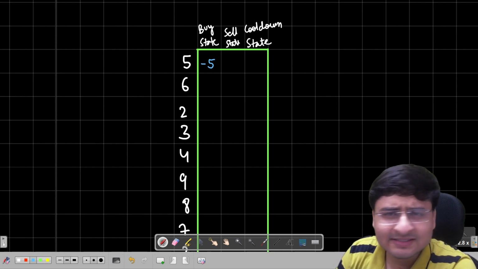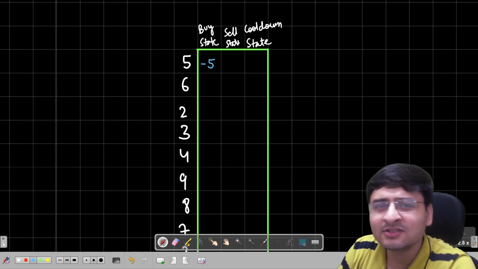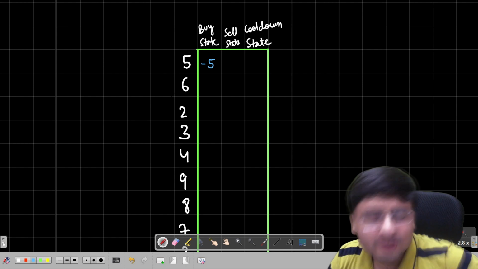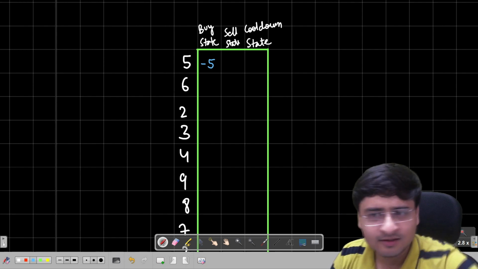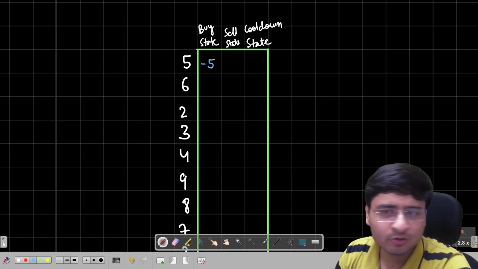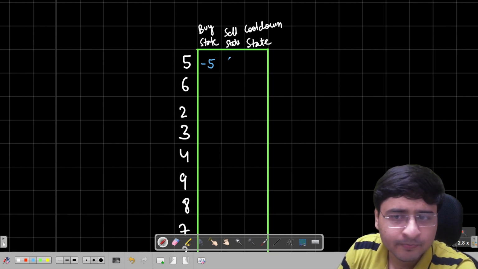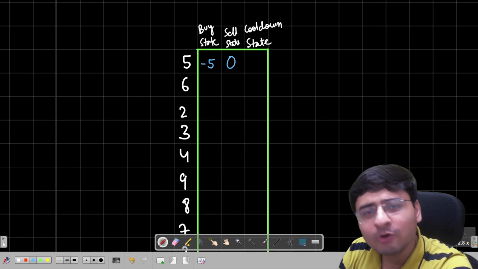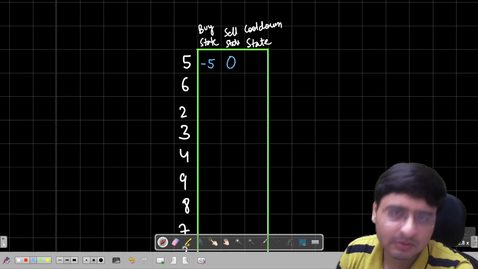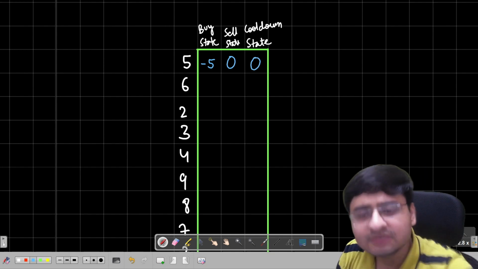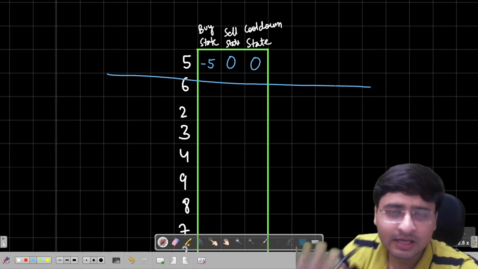What is the profit if I sell? Can I sell on the 0th day? No, right? Because I'm not holding any stock. I should already hold something in order to sell. So technically, I cannot sell on this day. Basically, the profit I'll be making in the sell operation will be 0. And can I do cooldown? Cooldown can only be done once I sell. If I'm not selling, I'm not going to do cooldown. So cooldown will also be 0. This will be the starting point of your tabulation DP.